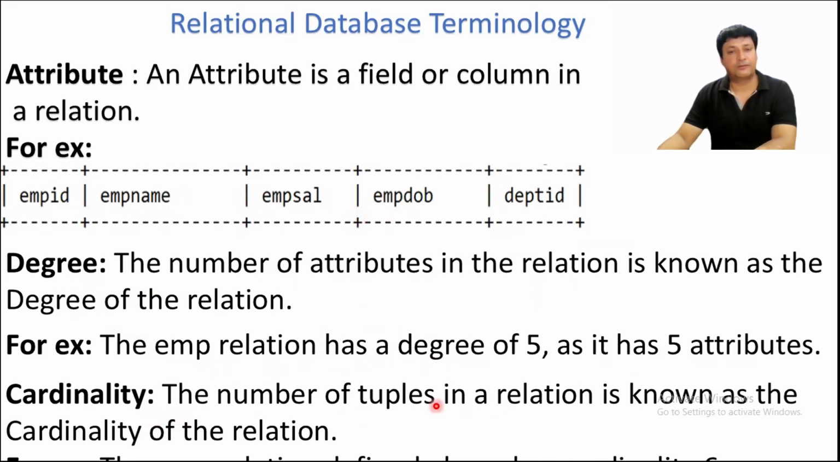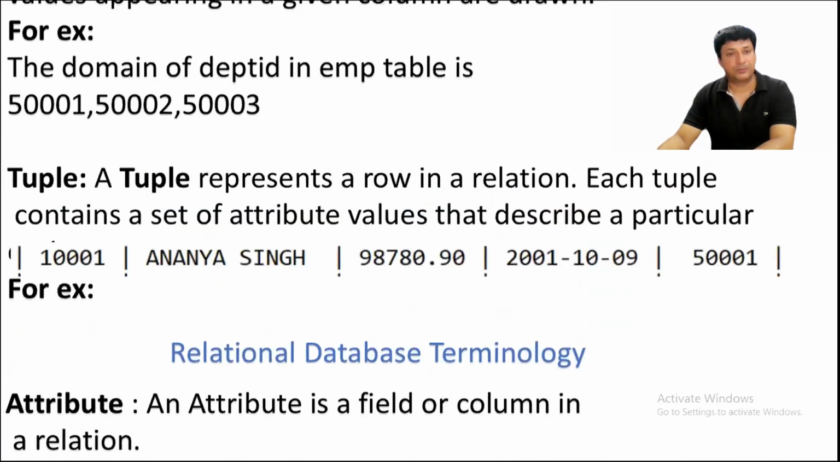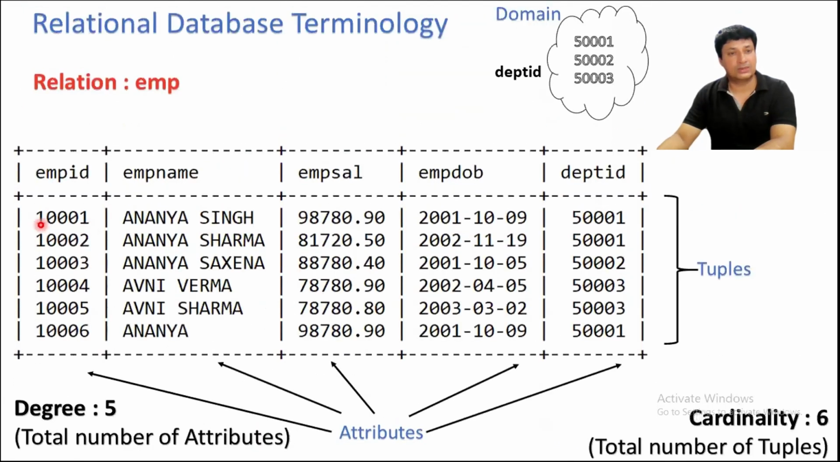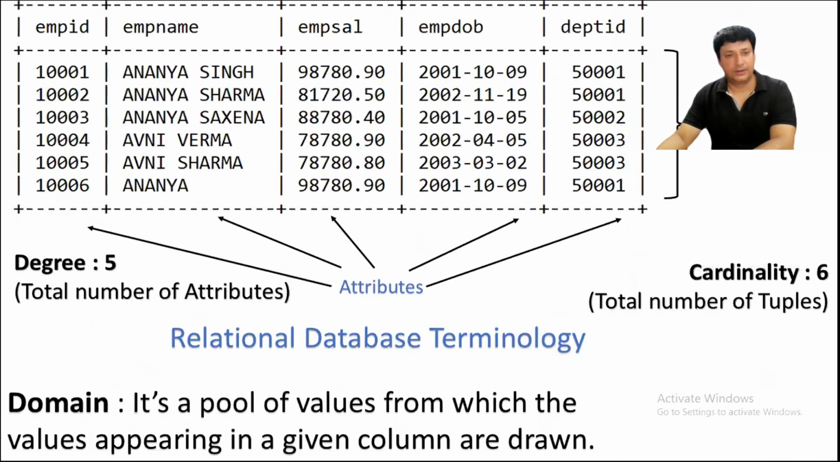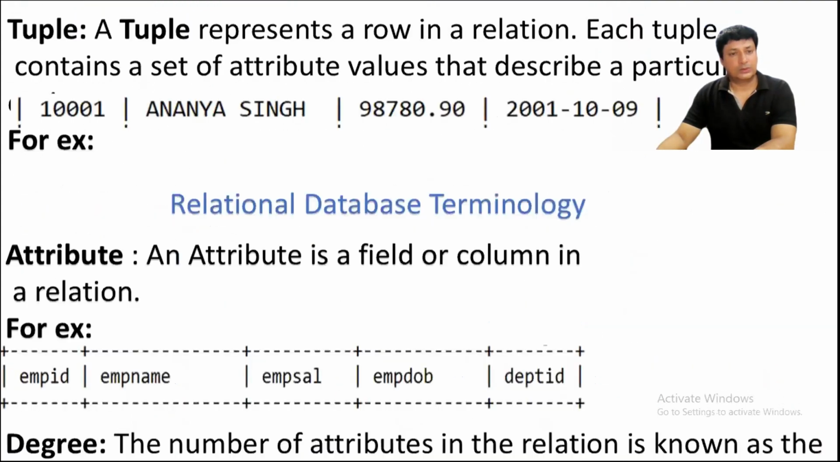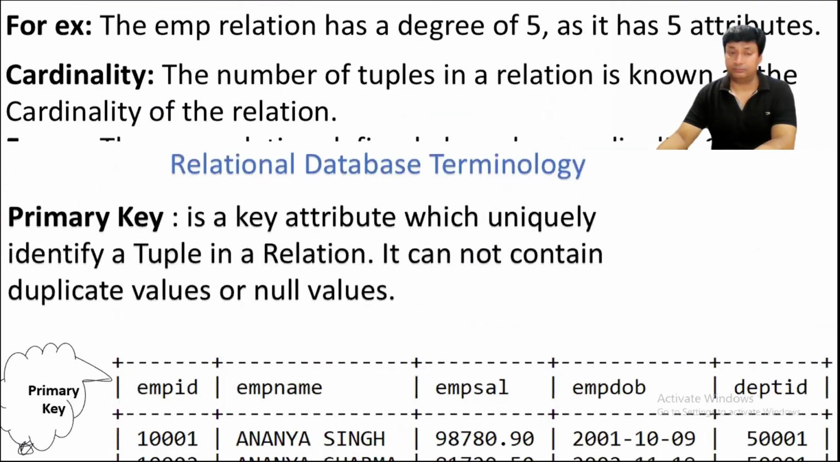Cardinality is the number of tuples or rows or records in a relation. If you see here in EMP table, we have 6 rows, so the cardinality is 6. We have 5 fields or attributes, so the degree is 5. The next one is primary key.